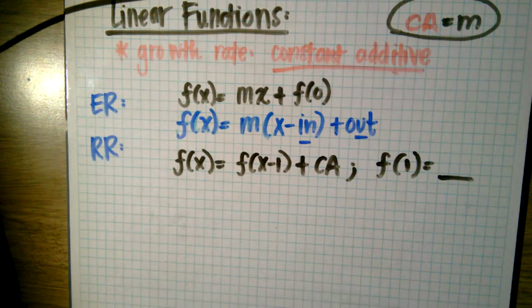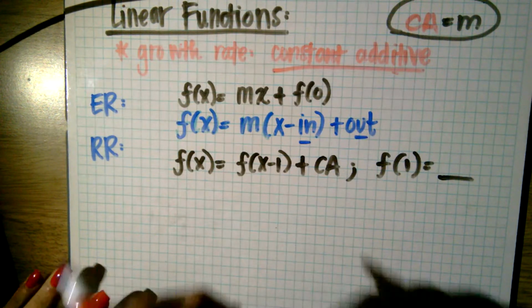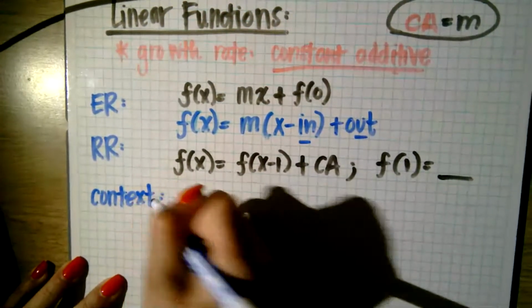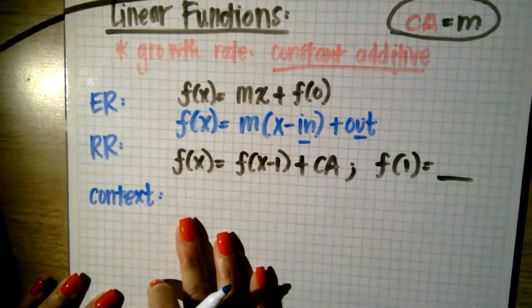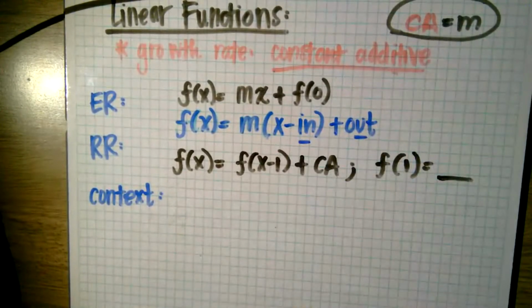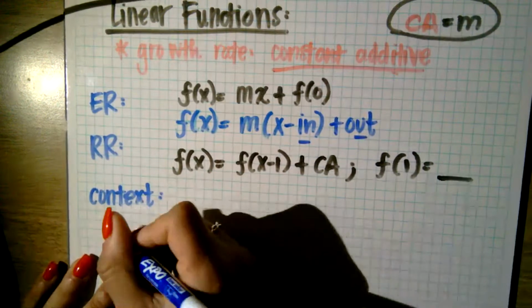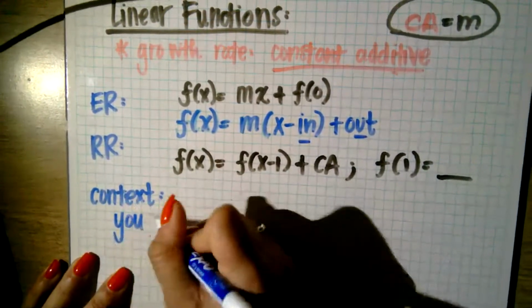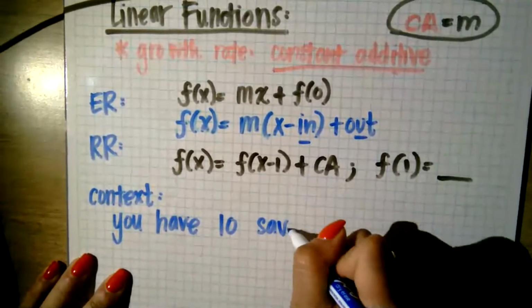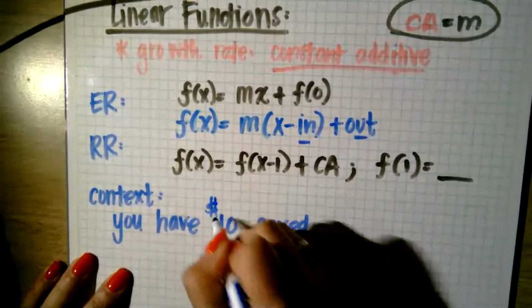Here's my context. I'm going to build a table of values, see this explicit rule and recursive rule, and then we'll graph it as well and create a sequence so you can see the multiple representations of linear functions. So let's say you have $10 saved up already. I'm going to put $10 saved up.